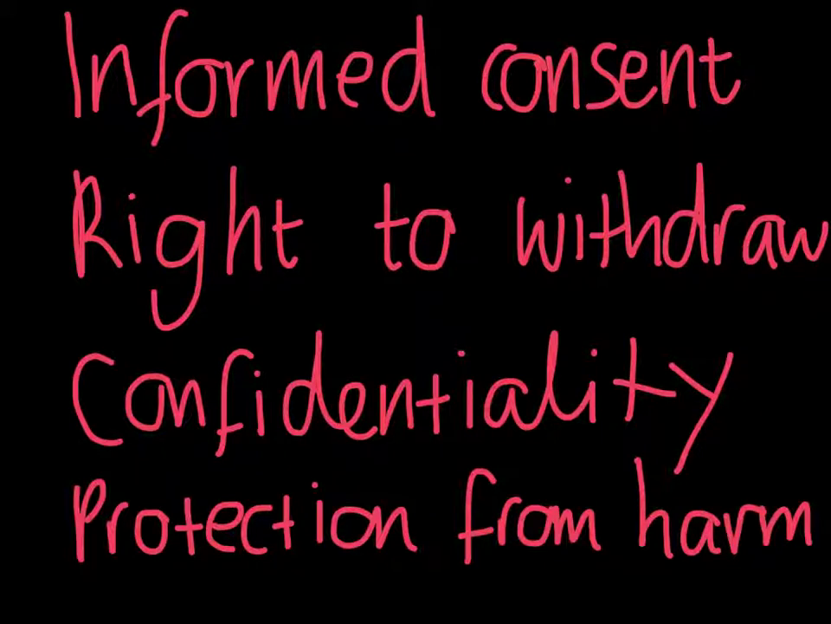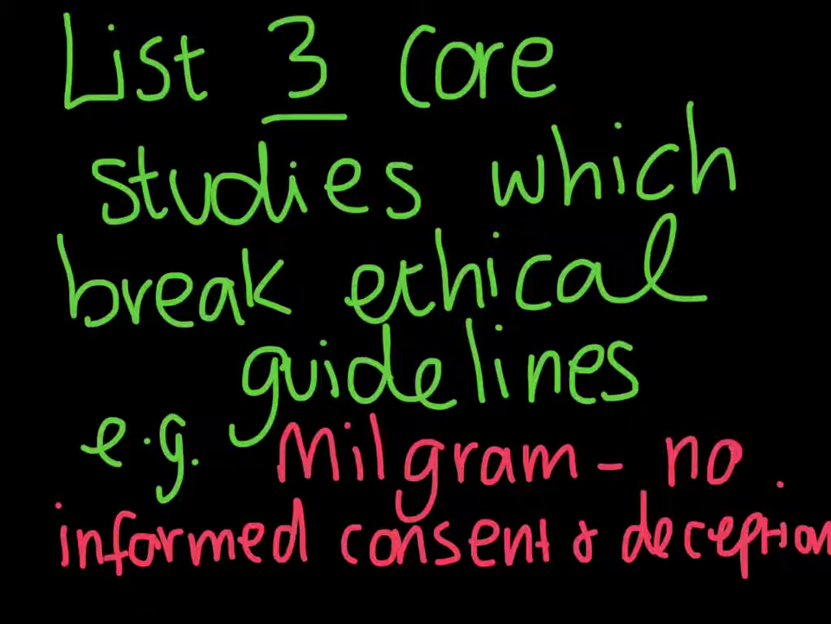These ethical statements can be related to informed consent, ensuring that participants have the right to withdraw, ensuring that participants' data is kept confidential, and also that they are protected from harm. What I want you to do here is just write down the names of 3 key core studies which break ethical guidelines. So your first example could be Milgram's study.